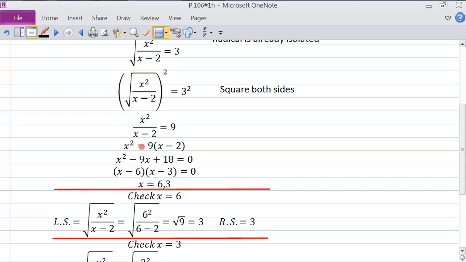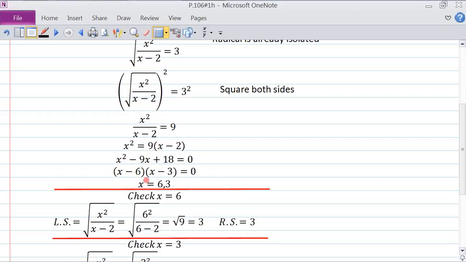So I get x squared equals, and then I have to multiply the 9 times the x minus 2. If I remove the bracket, I get 9x minus 18. If I transpose it from the right to the left, I get minus 9x and plus 18 equals 0. I can factor this as follows.